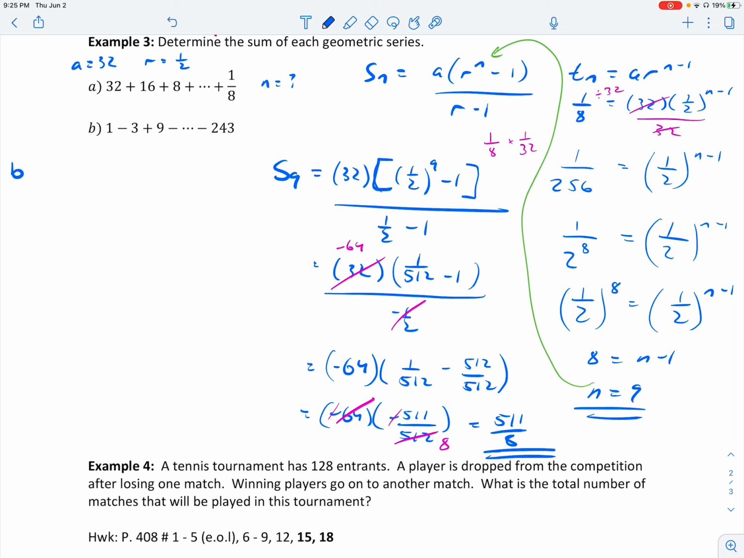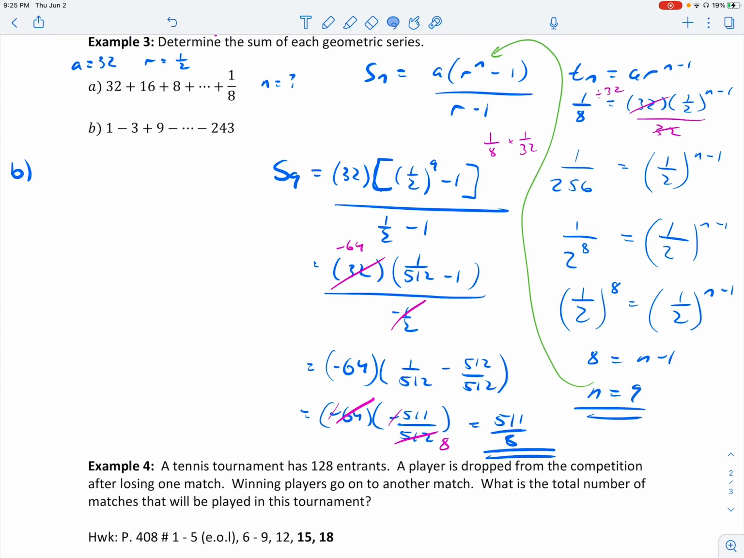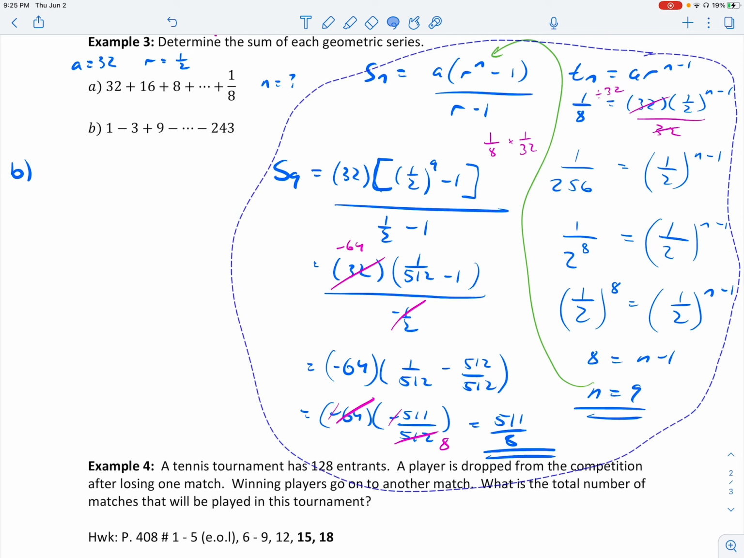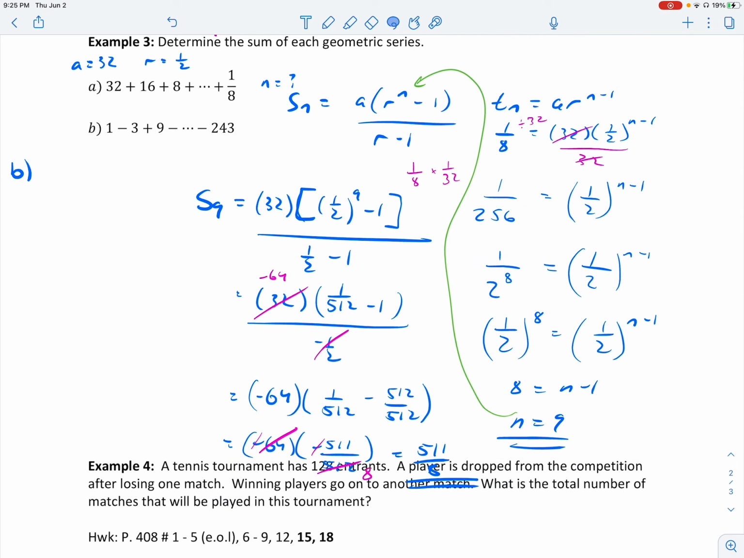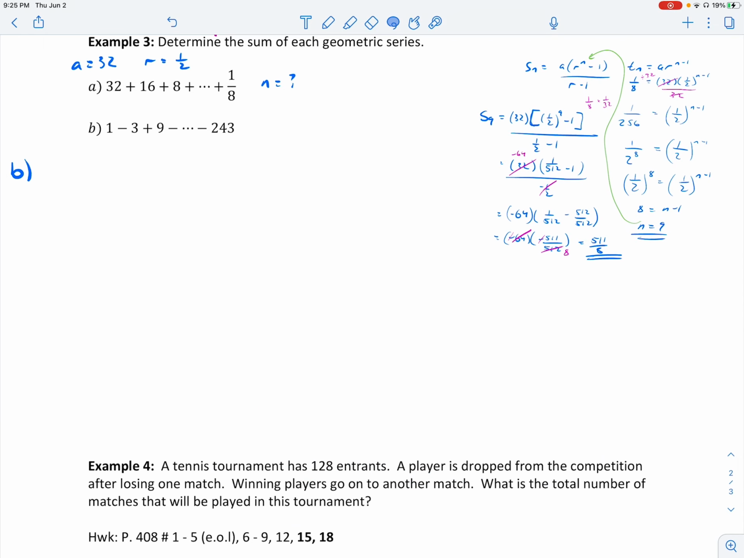All right, part B, we're going to do the same thing for part B. So we're going to have to create a little bit of room. Try that again. Okay, there we go. So we're doing the same thing. We want to find the series. We need to know n first. So let's use our explicit formula.